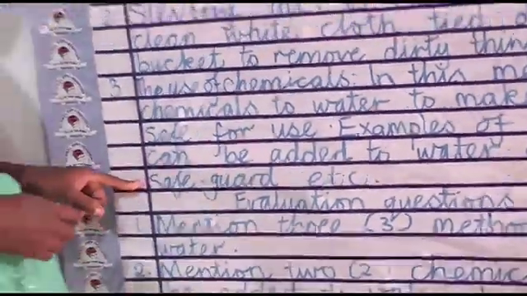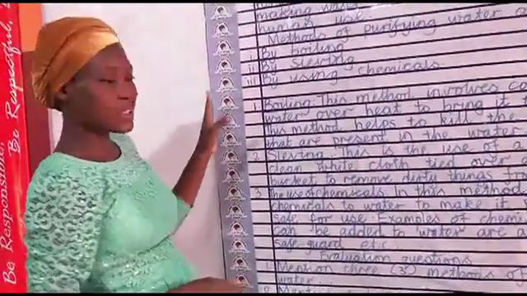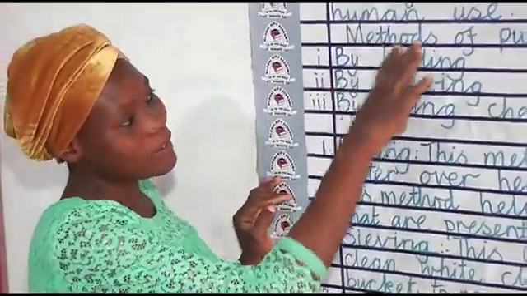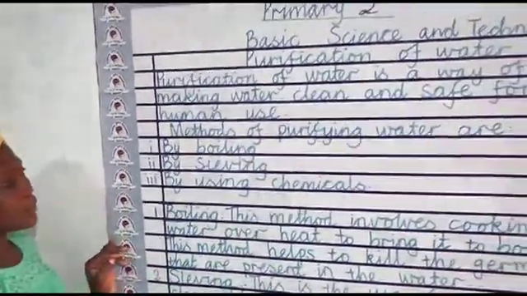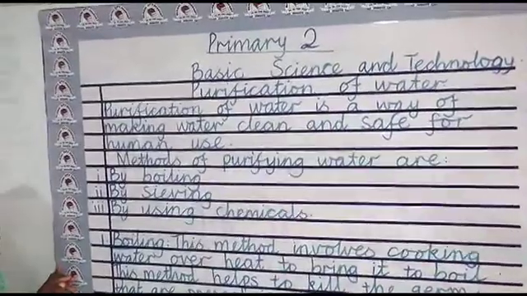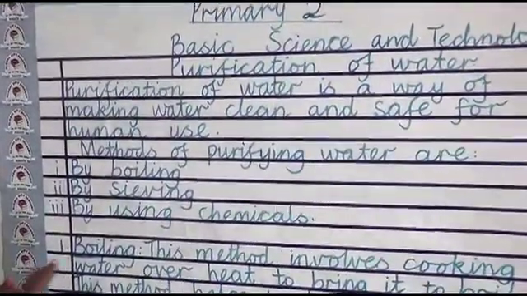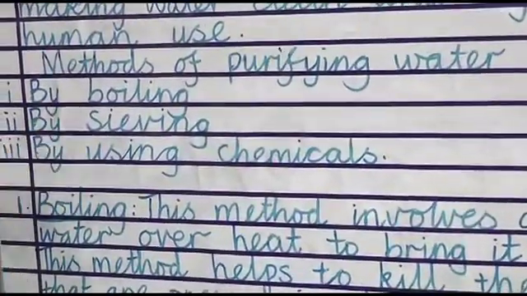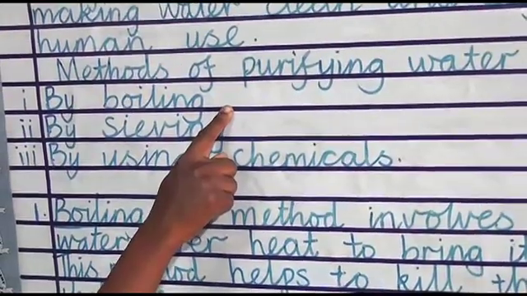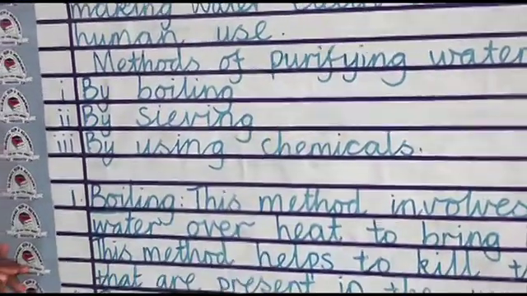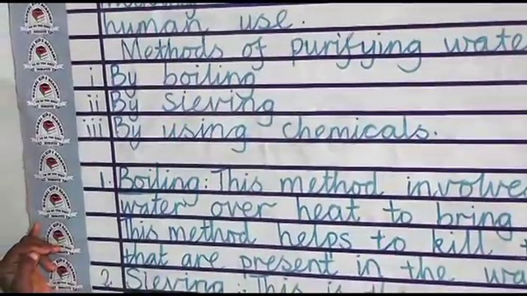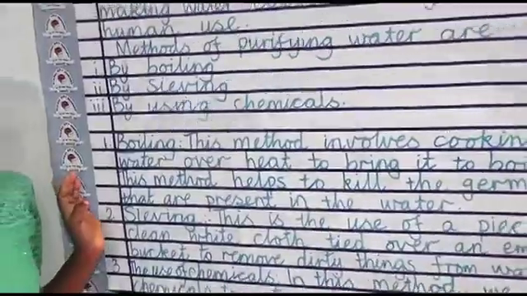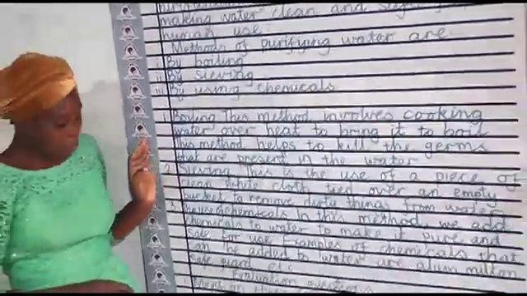Good. We've come to the end of this class. Let me just go through it again. We just learned 3 methods of purifying water, and we practice 2 methods, that is by sieving and by using chemicals. You can try this on your own with the help of your mom. Please try to boil water and you will see the dirt under the pot. Good. These are the 3 methods of purifying water we've learned today.